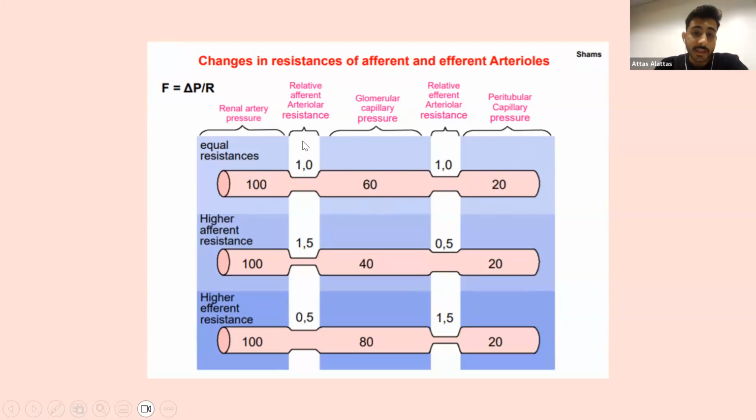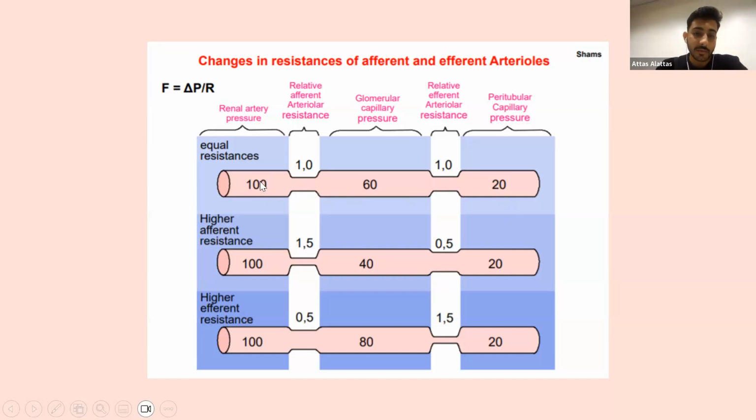And let's say that for each arbitrary unit of resistance of 1, the pressure will be decreased by 40. So 100 will be decreased by 40, and it will become 60. Then the resistance is still 1, so you're also decreasing by 40, so it will become 20. This is for the normal.